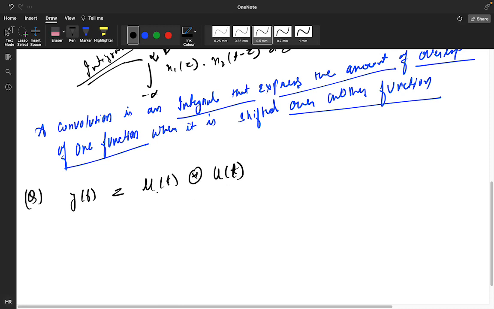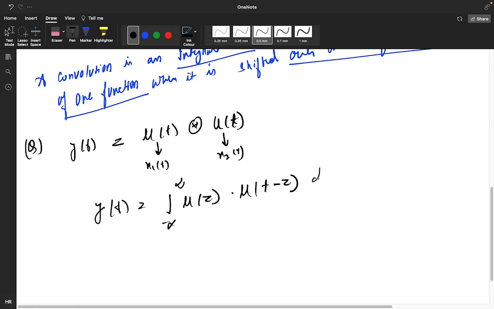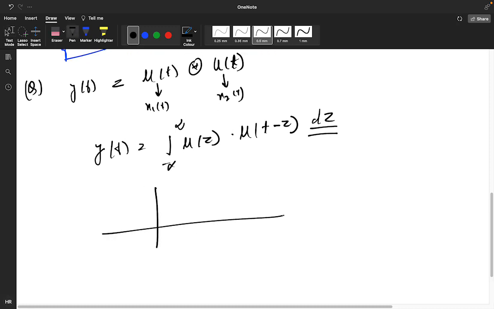So what you have to do, this is your x1 of t and this is your x2 of t. The resulting formula is the integral from minus infinity to infinity of u of tau into u of t minus tau d tau. So what is the meaning of u of tau? This is your tau function, u of tau. And what is u of t minus tau? U of t minus tau.